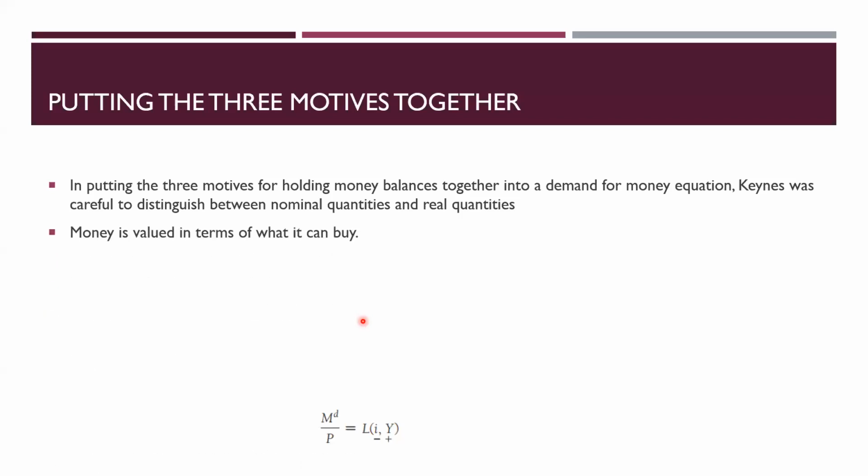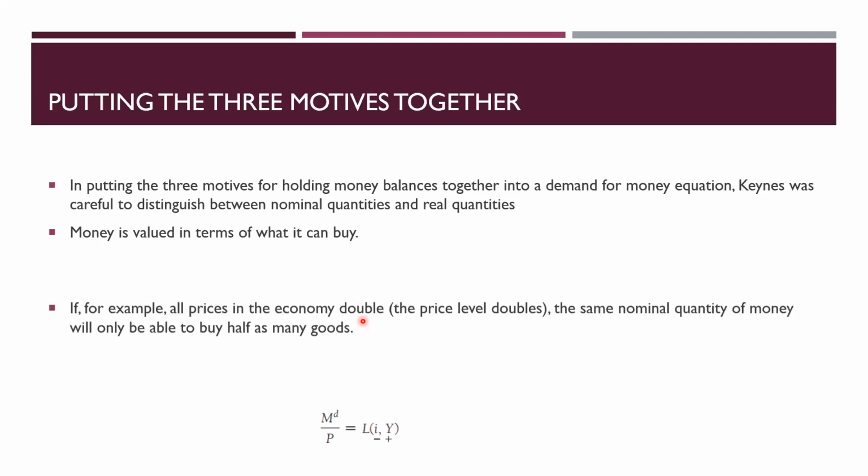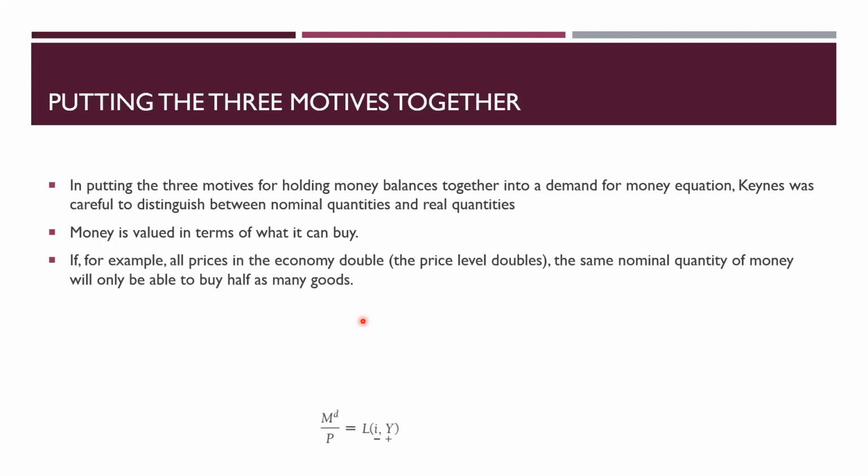So money is valued in terms of what it can buy. This is according to him, because it doesn't make sense for you to have a lot of money, but it can't buy anything. In other words, you don't have money. So we say you have money depending on the amount of goods and services that can be bought using the money that you have. So in terms of measuring money, it is valued in terms of what it can buy. So if, for example, all prices in the economy double, the price level doubles, the same nominal quantity of money would only be able to buy half as many goods.